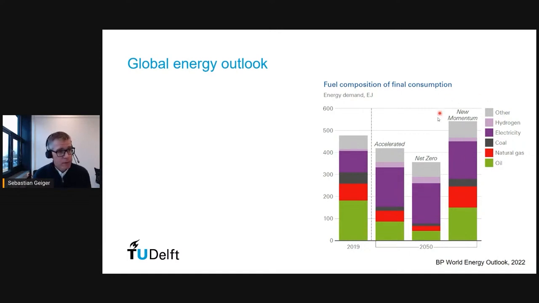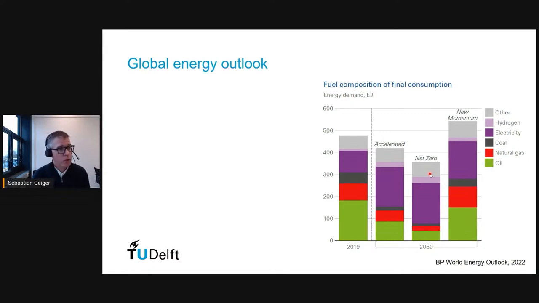The new momentum scenario is not going to take us anywhere close to the 2 degrees centigrade global warming limit that has been agreed in the Paris Agreement. The two other scenarios for future energy consumption are the so-called accelerated scenario, where we see a reduction in global energy demand, a reduction in fossil fuels, and even sharper growth in electricity from renewables, and the net zero scenario, where we really curb our CO2 emissions.